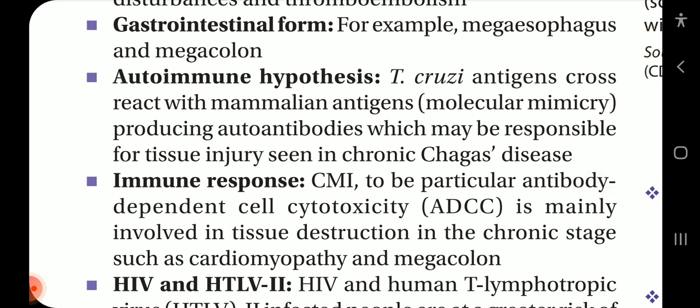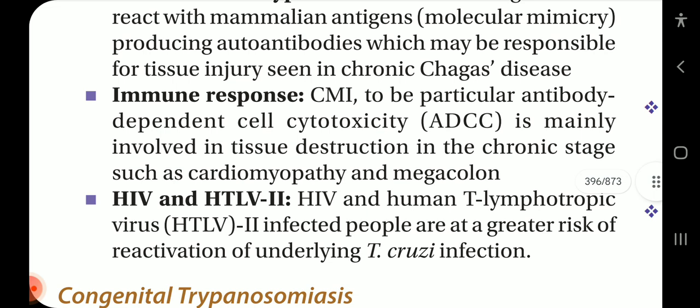Autoimmune hypothesis: Trypanosoma cruzi antigens cross-react with mammalian antigens, a molecular mimicry, producing autoantibodies which may be responsible for tissue injury seen in chronic Chagas disease. Immune response, cell-mediated immunity to be particular, and antibody-dependent cell cytotoxicity, ADCC, are mainly involved in tissue destruction in the chronic stage, such as cardiomyopathy and megacolon.